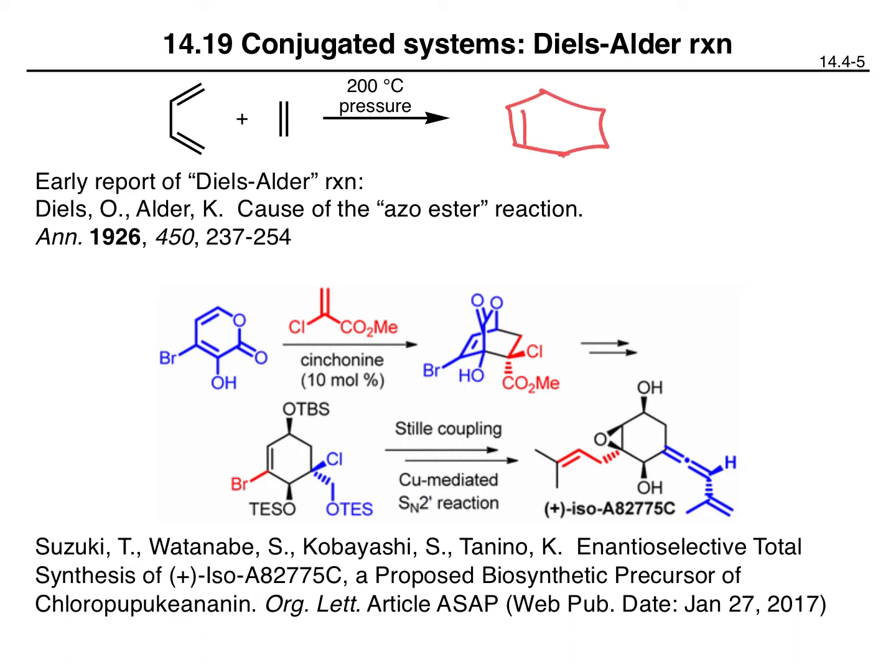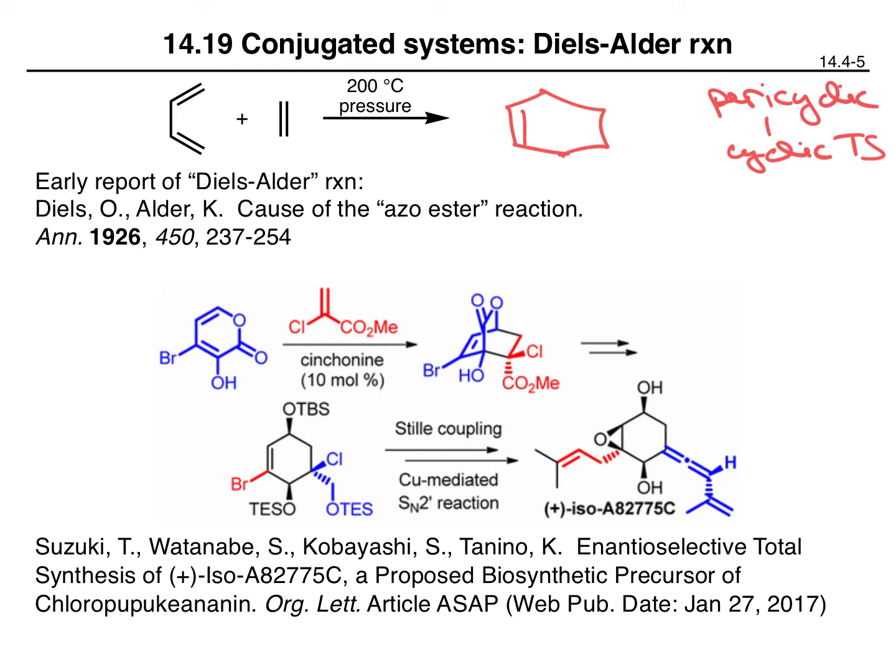This is a special reaction. It is a pericyclic reaction. So it's not going through a radical mechanism, it's not going through a polar mechanism, it is going through a pericyclic mechanism, which has a cyclic transition state. This reaction in particular is a subset of pericyclic reactions called cycloaddition.